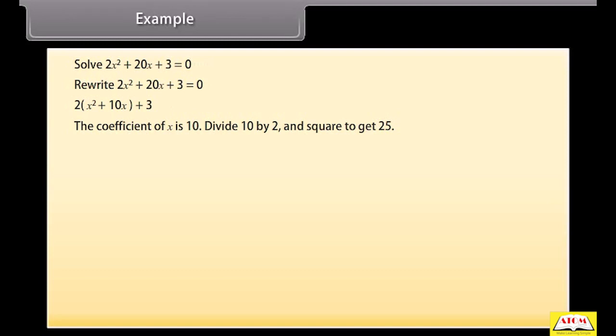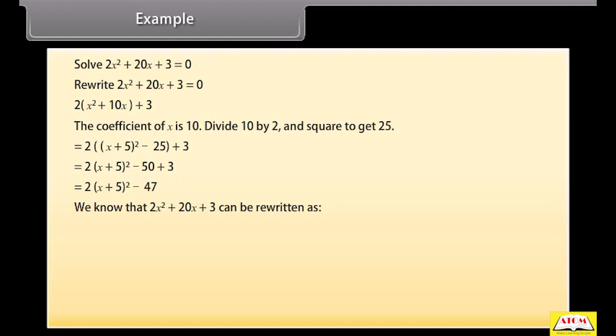Divide 10 by 2 and square to get 25. So it is 2 into (x + 5)² minus 25, plus 3, which equals 2 into (x + 5)² minus 50 plus 3, which equals 2 into (x + 5)² minus 47. We know that 2x² + 20x + 3 can be written as 2(x + 5)² − 47. Therefore, we can rewrite the equation as 2(x + 5)² − 47 = 0.